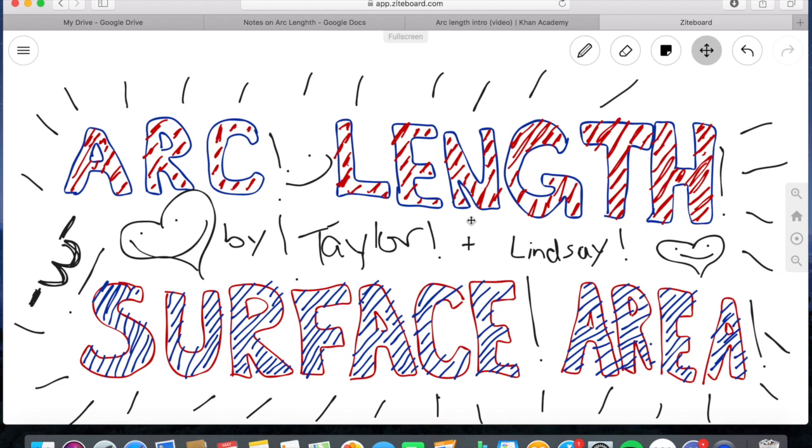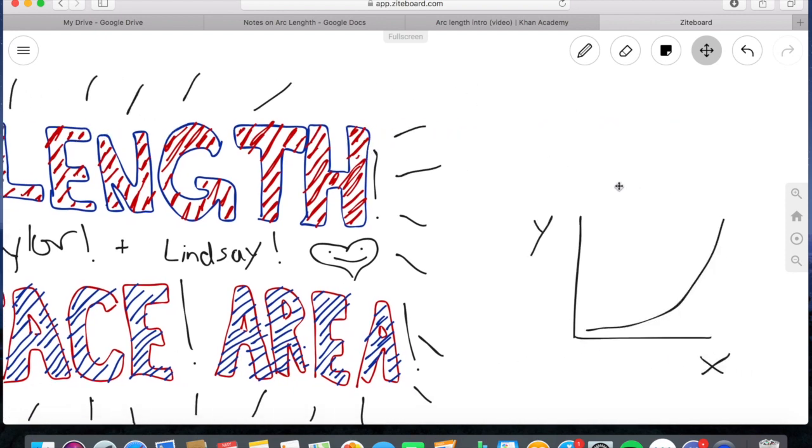Today we're going to show you how to do arc length and surface area. Finding this whiteboard and stuff has been challenging, but we're going to do this. Let's go to arc length first.